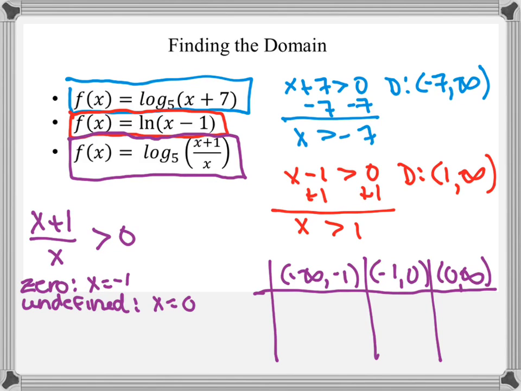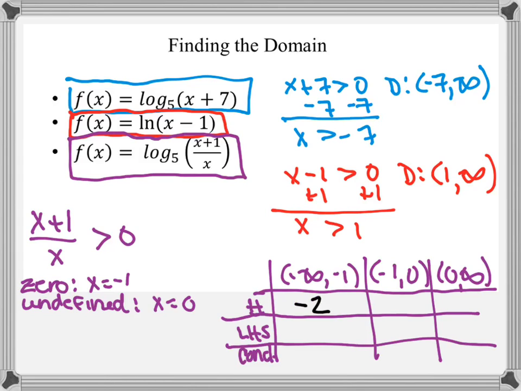I put them in a table as my column headings. I choose a number in the interval, evaluate the left-hand side, determine the conclusion. So I could choose negative 2 in my first interval, negative 1/2 or negative 0.5 in my second interval, 1 in my third interval.